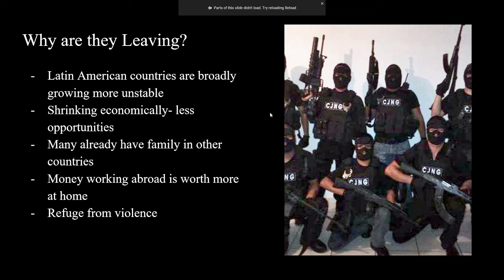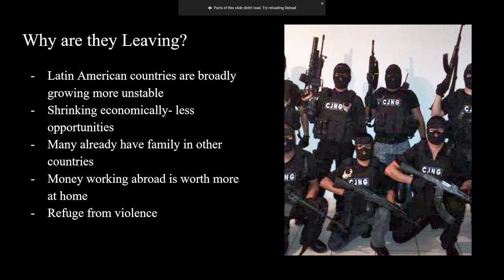The biggest reason for this, and just sort of the simple answer, is Latin American countries are broadly growing more unstable. There's economic instability, less opportunities as Latin American economies shrink. For example, in Argentina, their economy had a major recession and contracted by a significant margin, to the point where the Argentinian government used to be measuring its economy relative to countries like Spain and France, and now they're measuring it relative to countries like Chile and Bolivia and Peru.